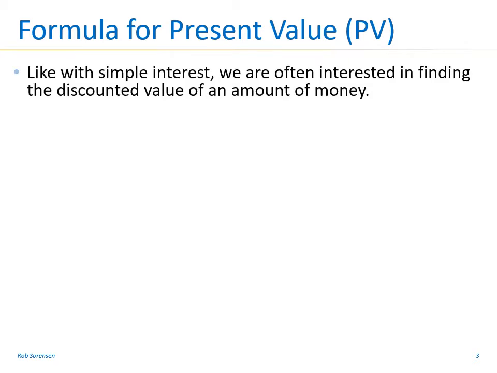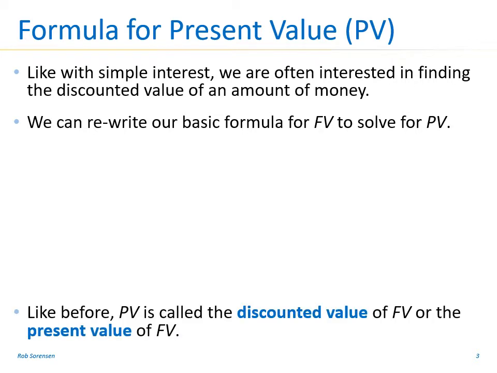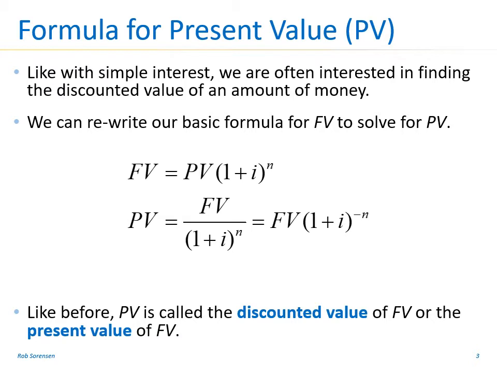Let's see if we can come up with a formula now. And just like we did with simple interest, we often think, well, I know how much money I want to end up with. What should I start with to get there? So I want to kind of work backwards in time, essentially. I'm going to rewrite the basic future value or maturity value formula to find the present value, or PV, same type of process we used back with simple interest. And here's what we get.